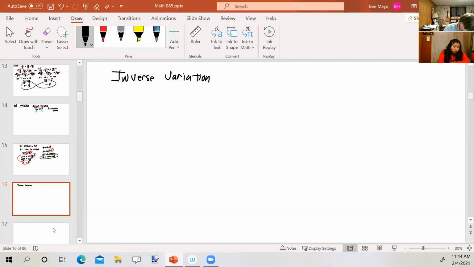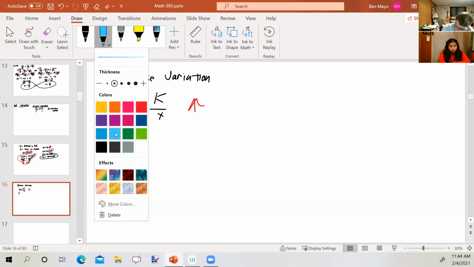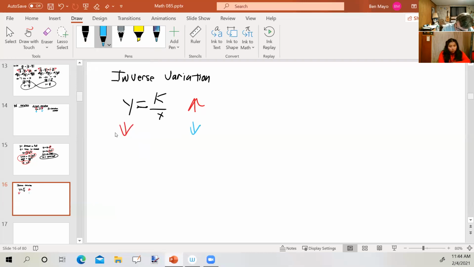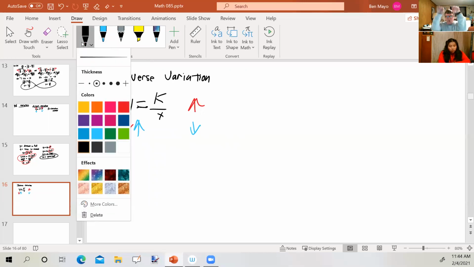Variation. And a general form of that is y equals k divided by x. So now k again is present. It's always there. It's always on top. X, the variable on the right, is down underneath. With inverse variation, as one variable increases, the other one decreases, or as one variable decreases, the other one increases. So unlike direct variation that goes up together or down together, inverse variation, one goes up, the other goes down, one goes down, the other goes up.